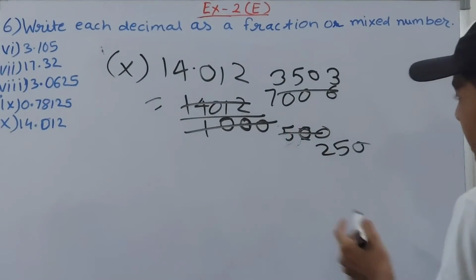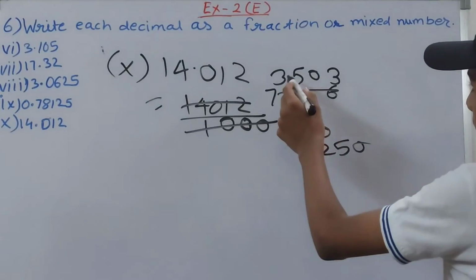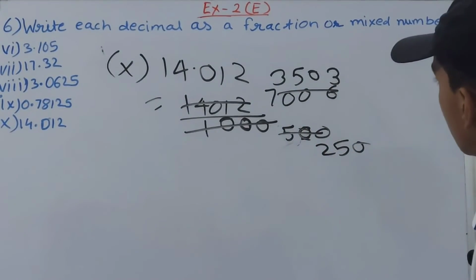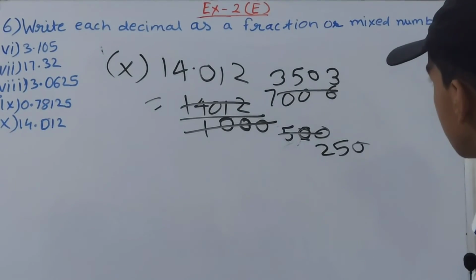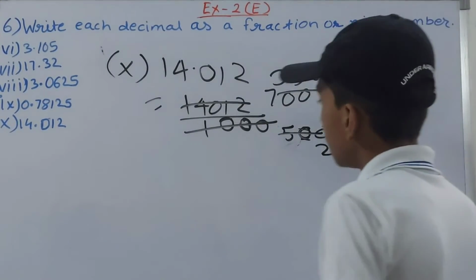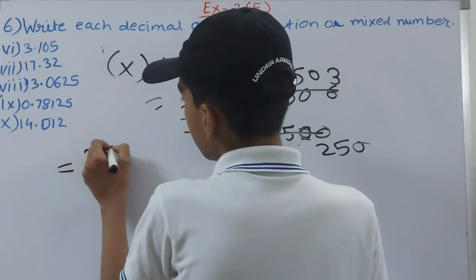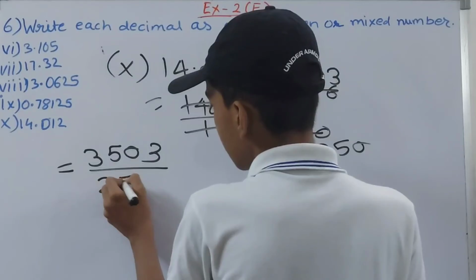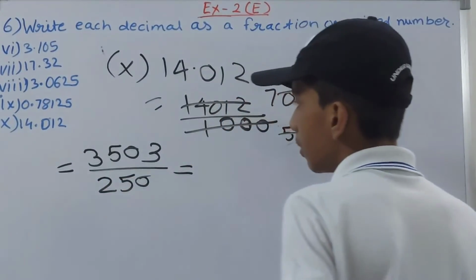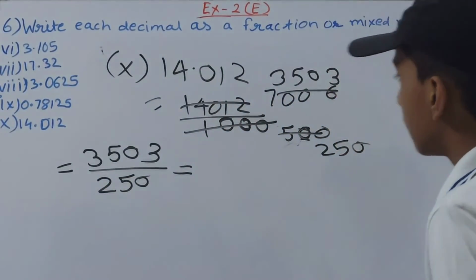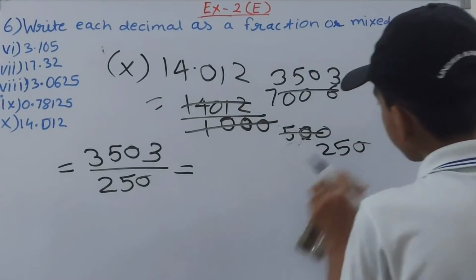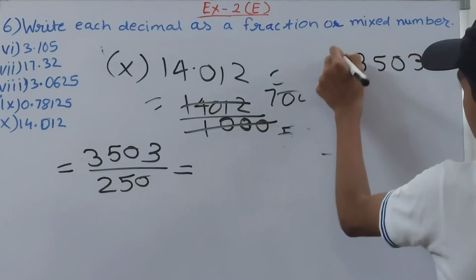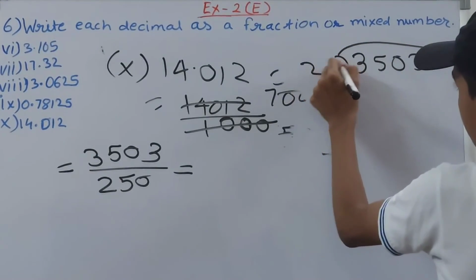Can we cancel this by any other number now? 5 2 7, and here 5 3 8 and 3 11, right? So no, we cannot cancel this thing by any other number now, right? So we are left with 3503 upon 250, right? So we'll divide this thing again. Let's divide this thing here, right? So we have 3503 divided by 250, right?